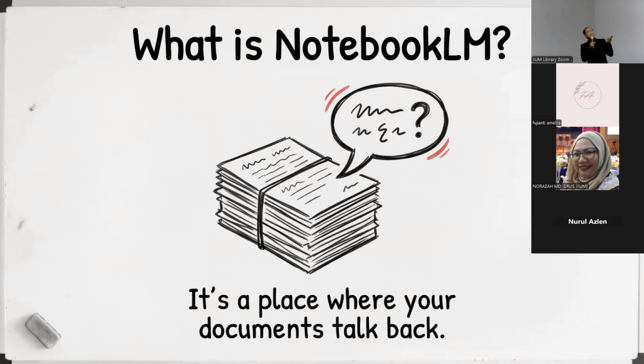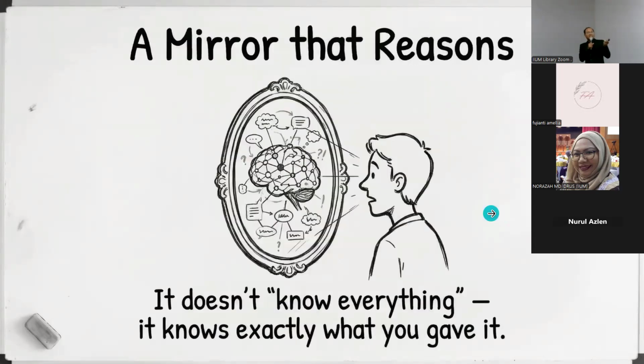And then it's a mirror that reasons. It doesn't know everything. It knows exactly what you give it. It is different from ChatGPT or Gemini. If you think that NotebookLM is like ChatGPT, no, it's different. Because ChatGPT can get data from the internet, from anything, and sometimes it hallucinates a lot. But NotebookLM has less hallucination. And the data is safe because it is mentioned in the Google privacy policy that Google will not train on data from NotebookLM, but they will train on our data in Gemini. So I can say NotebookLM is safer than Gemini.